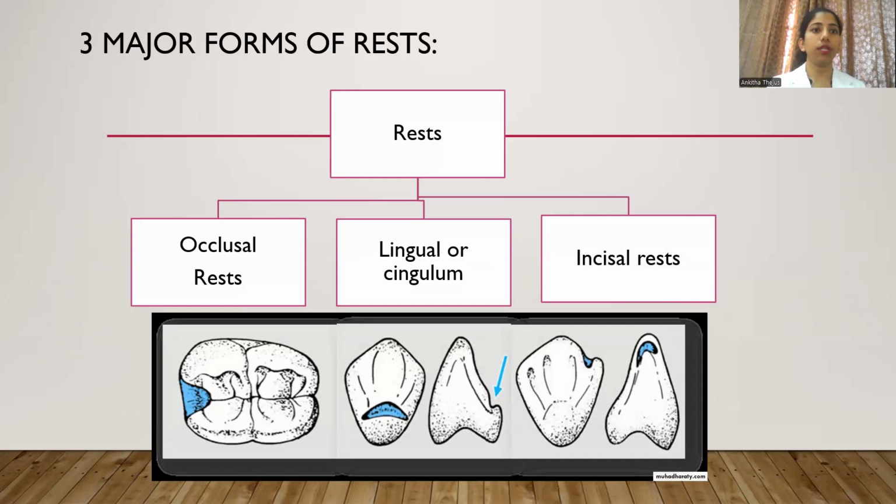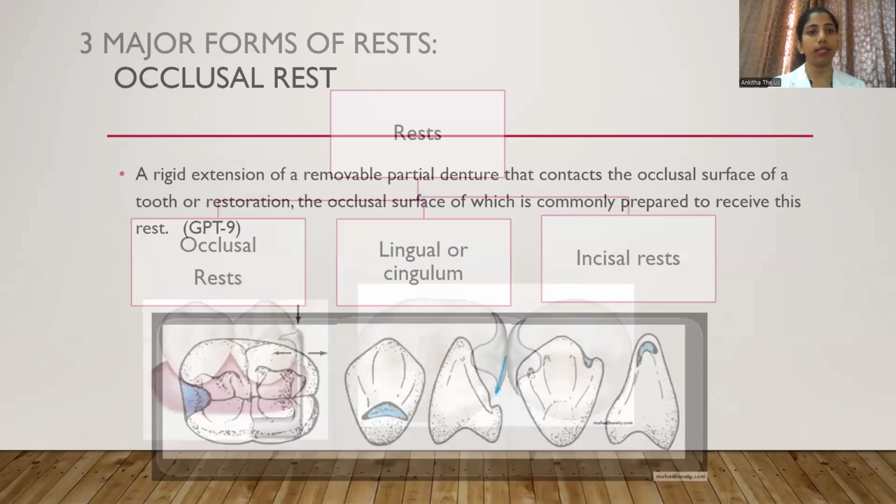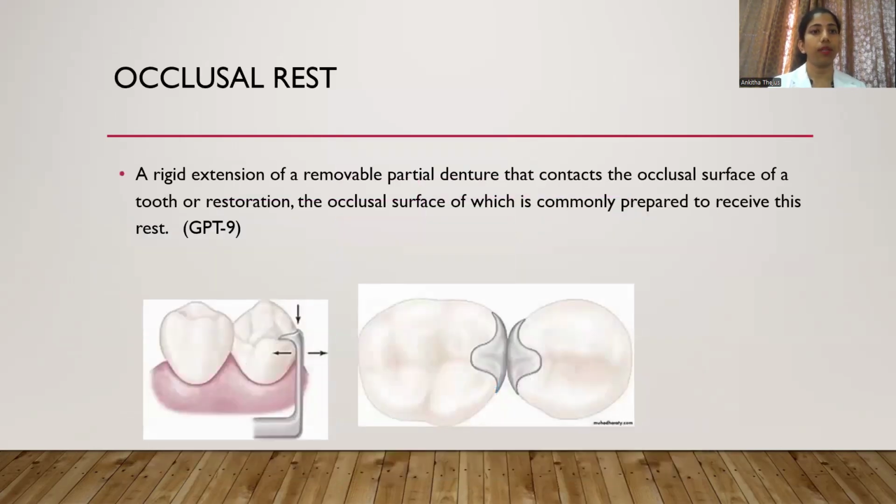Next, we have the three major forms of rest. According to position, it is classified into occlusal rest, lingual or cingulum rest, and incisal rest. Occlusal rest is usually prepared in the posterior teeth, mainly molars and premolars. Cingulum rest or lingual rest is prepared mainly in the canine tooth, and incisal rest in the anterior teeth, or even in the canines.